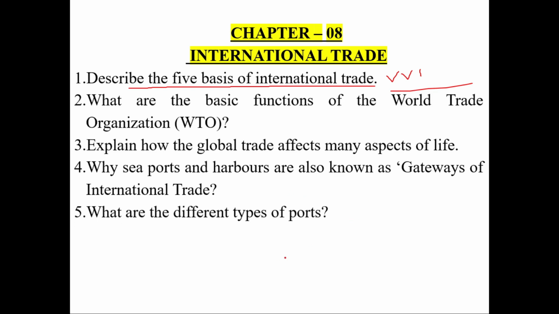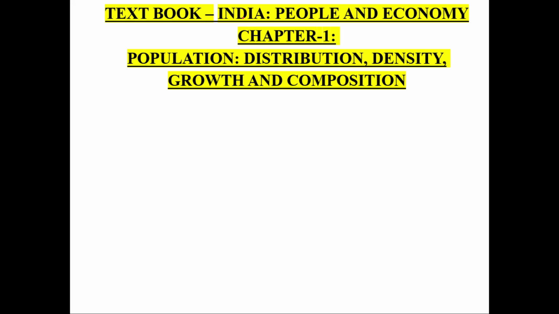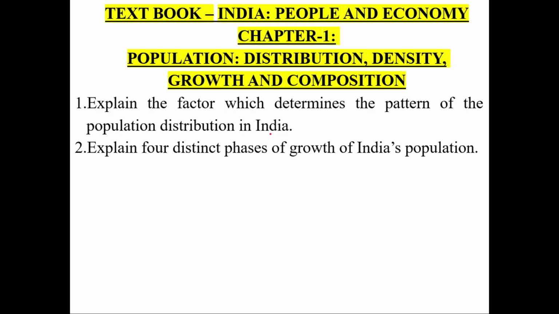Okay. Then the second book, India, People and Economy. The first chapter is Population Distribution, Density, Growth. Basically, this chapter comes only for 3 marks or 5 MCQs. Basically, this chapter focuses on 3 marks and MCQs. Okay. So if we have a 5 marks or 3 marks question, the first one is the factors. This is very closely associated with the question which comes from world population geography.